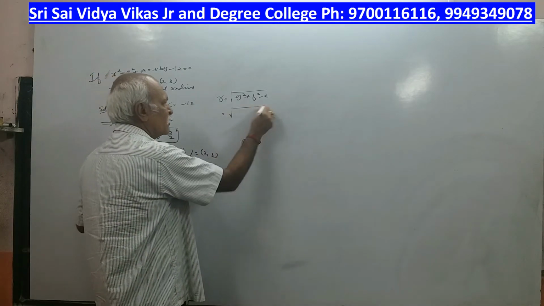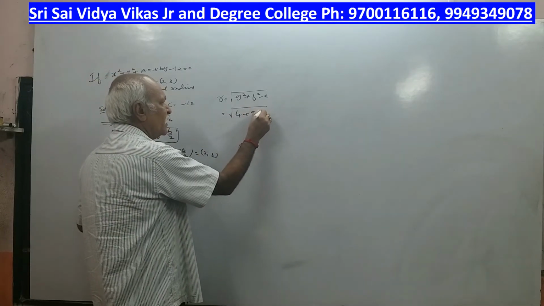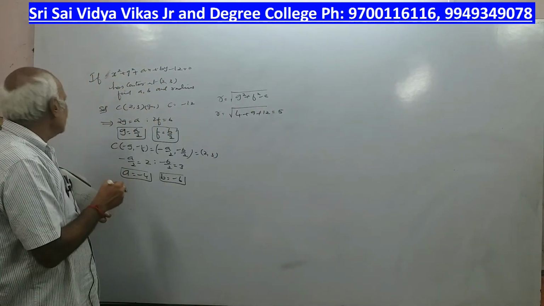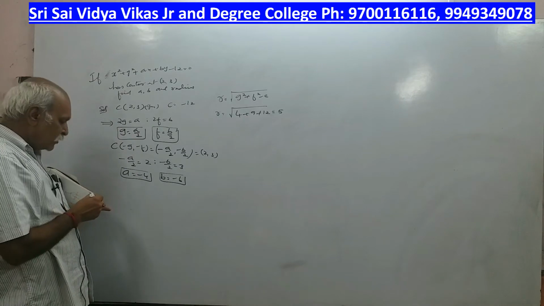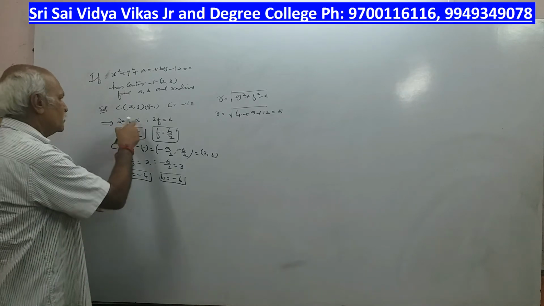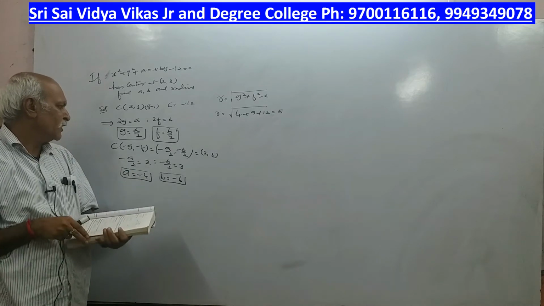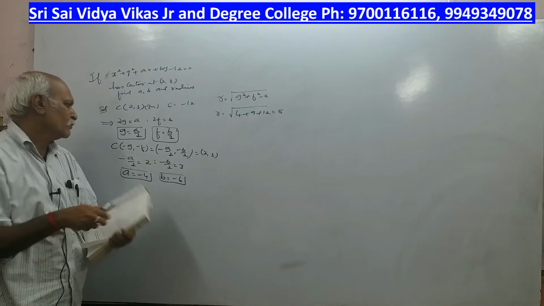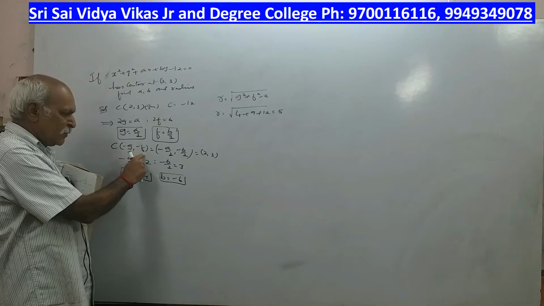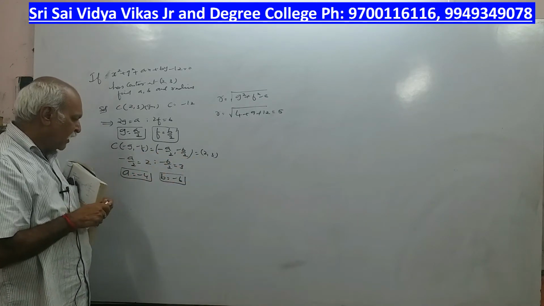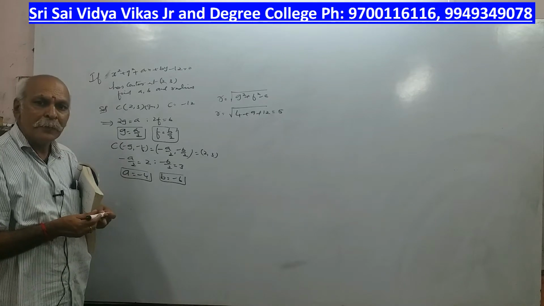Put the values. So 4 plus 9 plus 12. How much will it be? 5. The important thing is we have to find the a value and b value. So 2g is equal to a, 2f is equal to b, g value is a by 2, f value is b by 2. Then comparison: minus g comma minus f, minus a by 2 comma minus b by 2. So 2, 3. a is equal to minus 4, b is equal to minus 6.